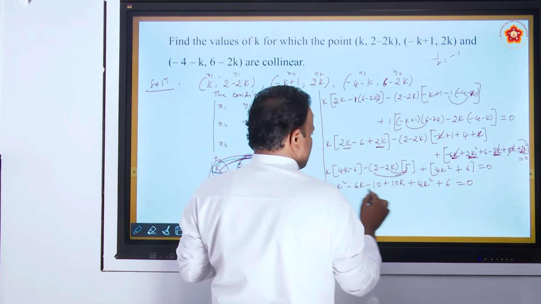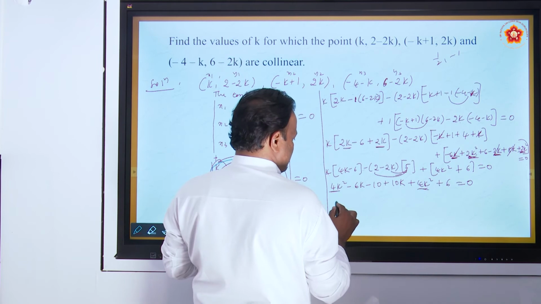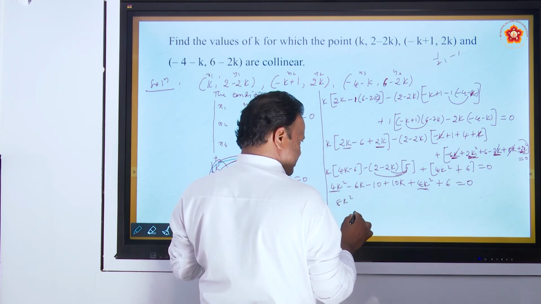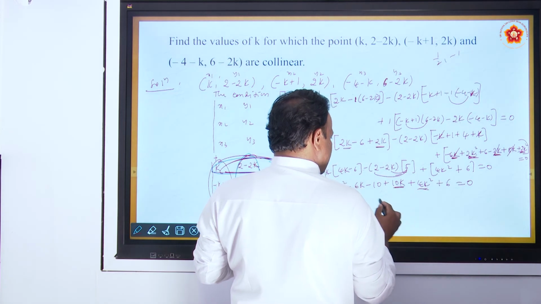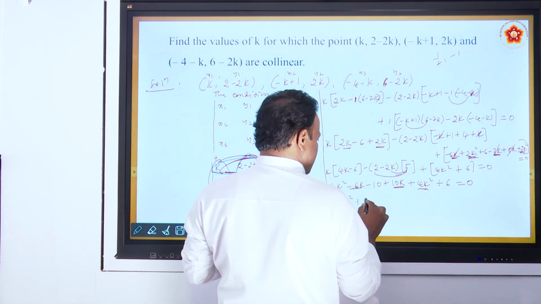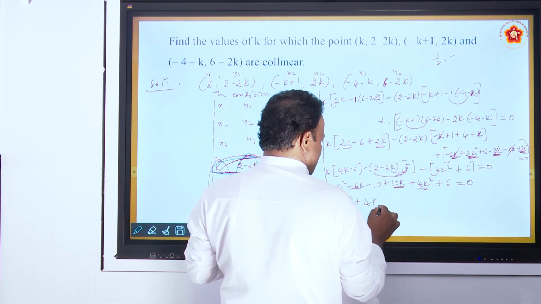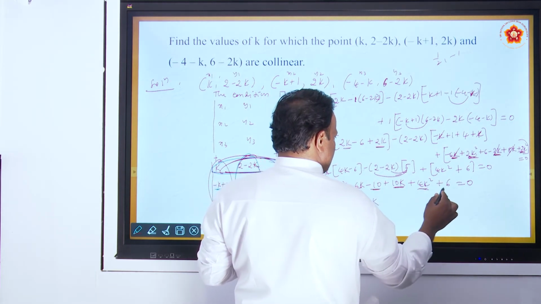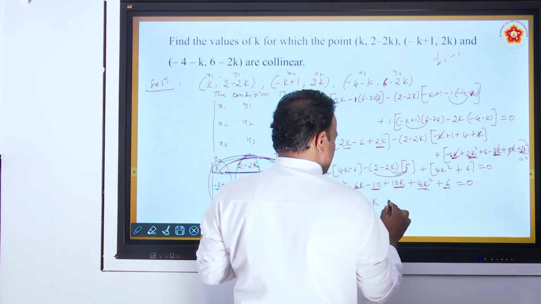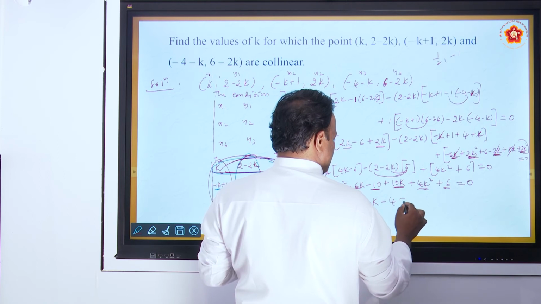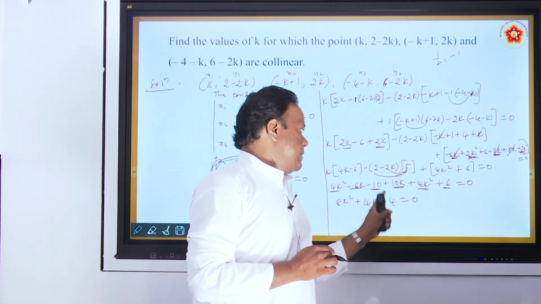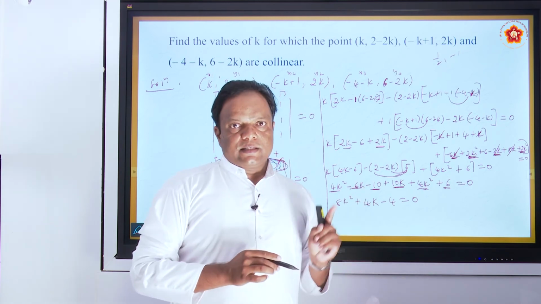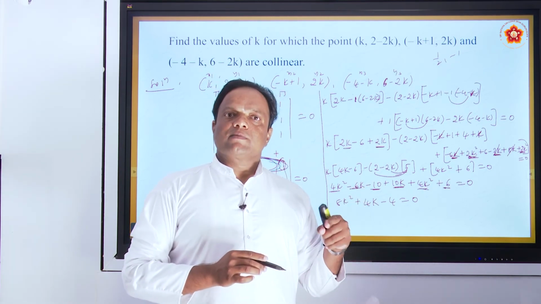Now 4k square plus 4k square, like terms, 8k square, correct. So 10k minus 6k is nothing but 4k, like terms, 4k, minus 10 plus 6 is nothing but minus 4 equal to 0, correct. Plus 6 minus 10 minus 4 equal to 0. This is the quadratic equation in terms of k.